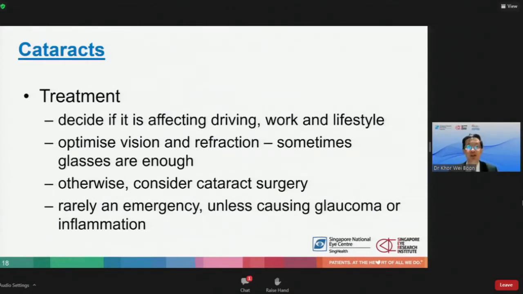Fortunately, cataracts develop very slowly, so surgery is rarely an emergency, unless in the very rare conditions that it is causing glaucoma or inflammation due to the density of the cataract.